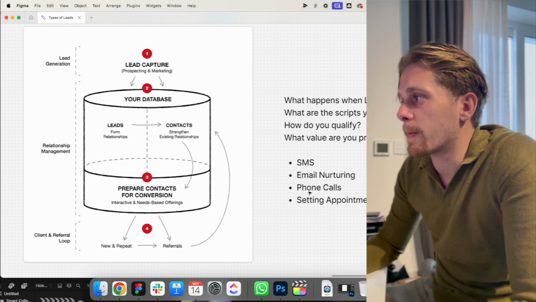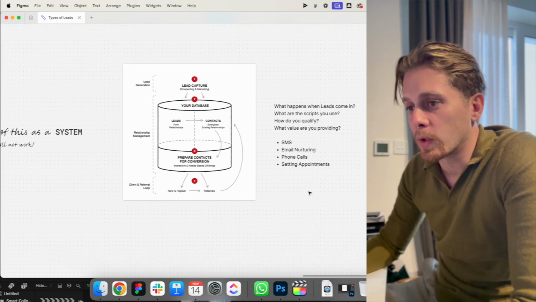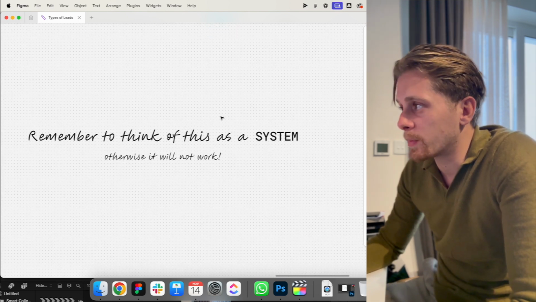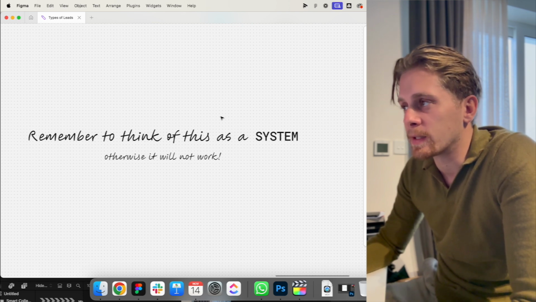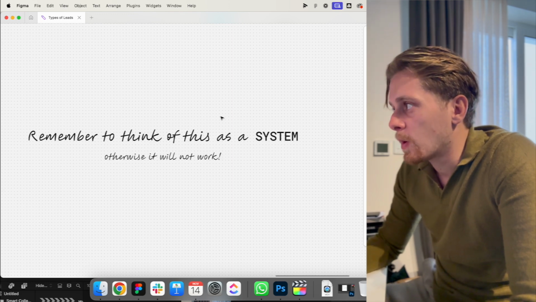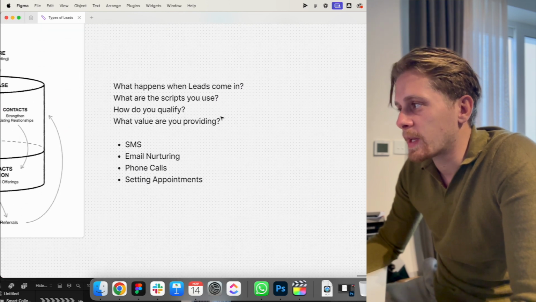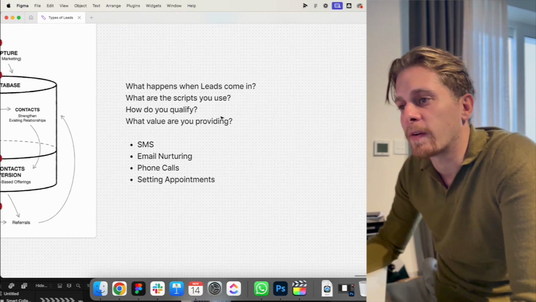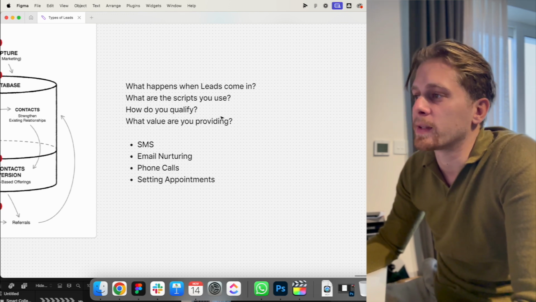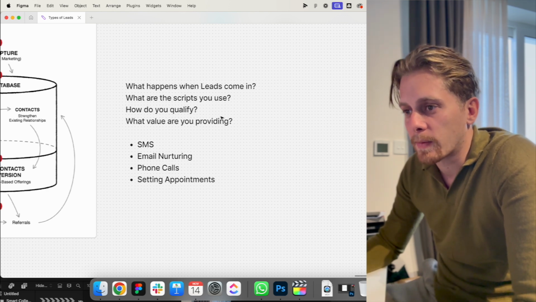So from a high level picture, if we're doing this, we need to remember to think of it as a system. Otherwise, it will not work. Meaning, once we start capturing leads and putting them into our database, we have a system to convert those leads 2 months, 3 months, 4 months down the line. We have building relationships, we have email marketing campaigns, we're calling up these leads, we're setting appointments, and we have a system that's a well-oiled machine to convert those leads into appointments, into clients, into referrals, and then back into the database again. Because if we don't think of it like a system, it will never work.